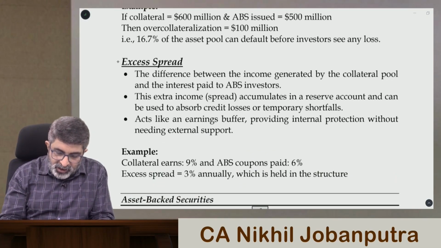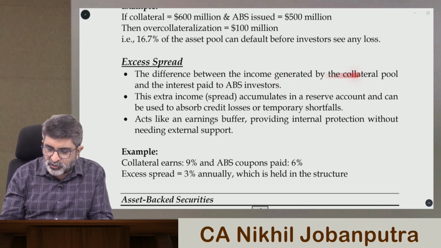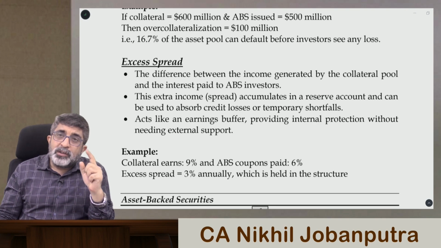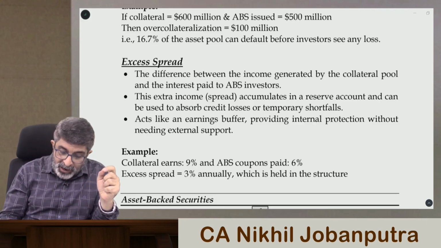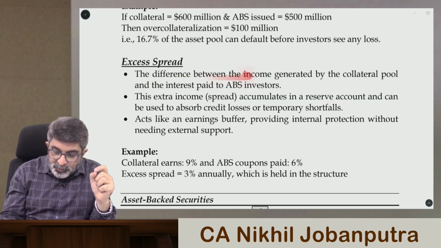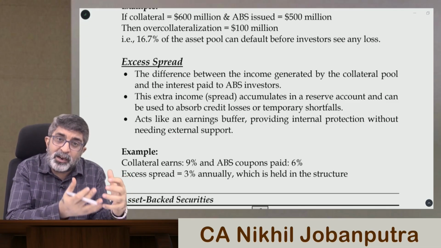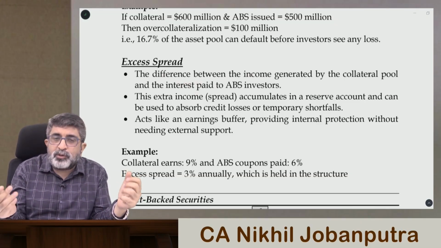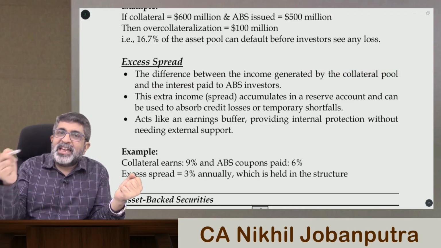Now, the other thing is excess spread. This is the other mode of providing that additional protection. The difference between the income generated by the collateral pool and the interest to be paid to investors. Now, the first aspect, over collateralization, mainly targets the principal, and the excess spread is mainly targeting the coupon payments. So whatever be the regular, ongoing, recurring income generated by the asset pool and the coupon payment to be made on the ABS to the investors, you always try to make a positive differential. So the income is greater than the interest paid to the ABS investors.